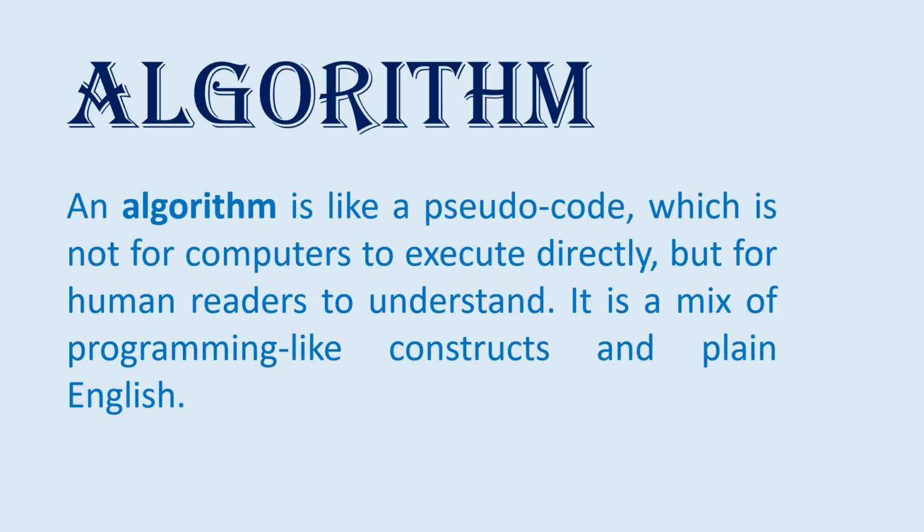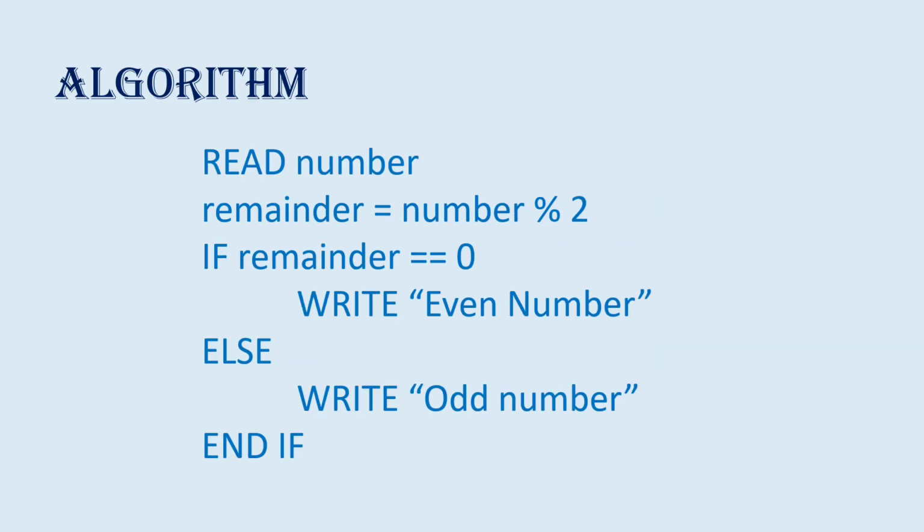Now we'll see what is an algorithm. An algorithm is like a pseudocode which is not for computers to execute directly but for human readers to understand. It is a mix of programming-like constructs and plain English. This is the algorithm for the odd or even program.